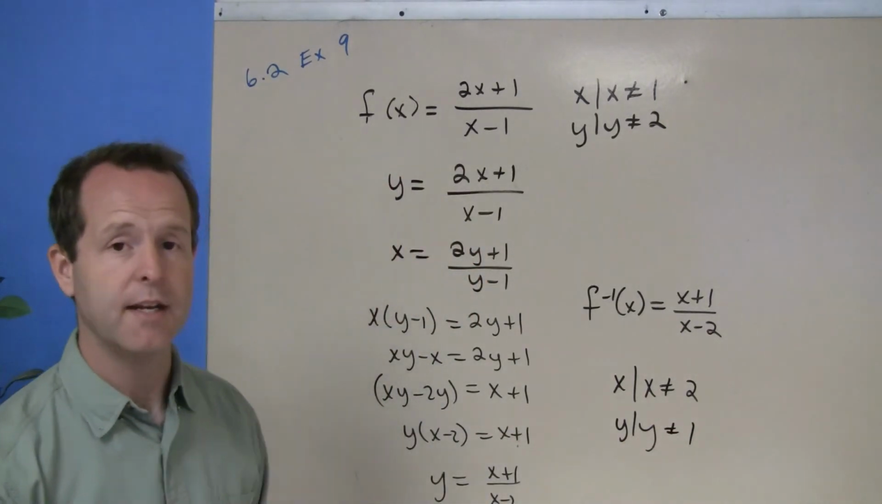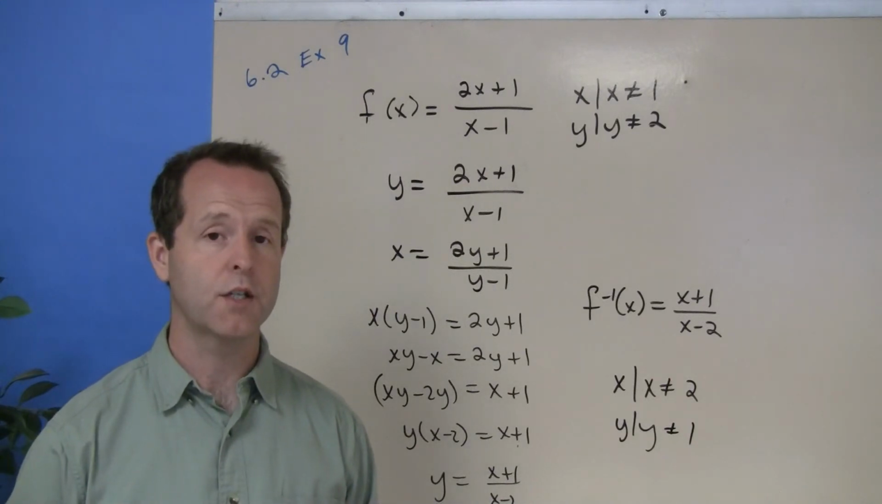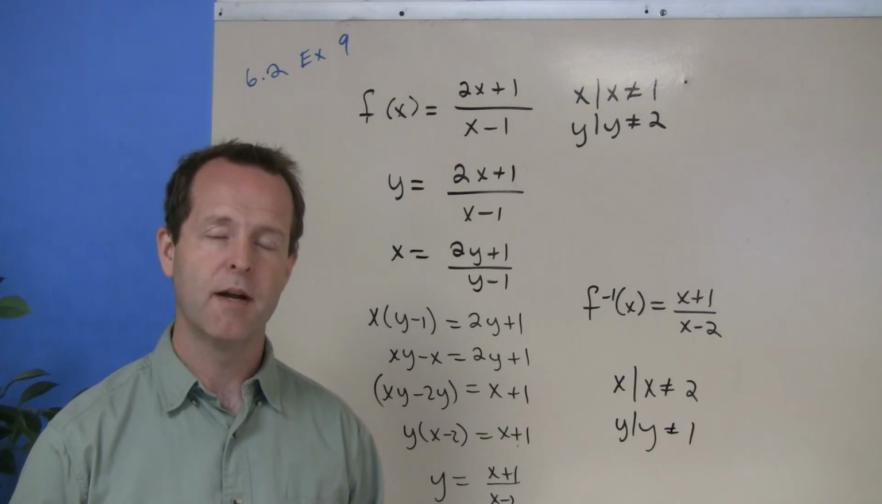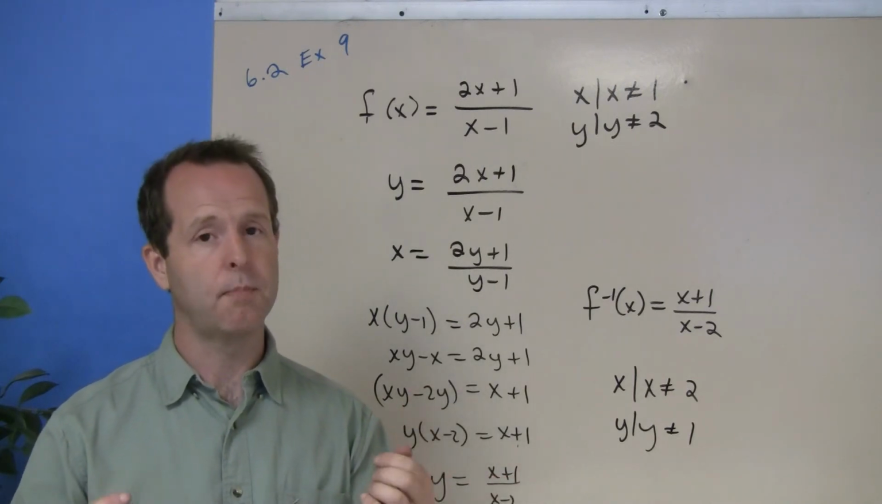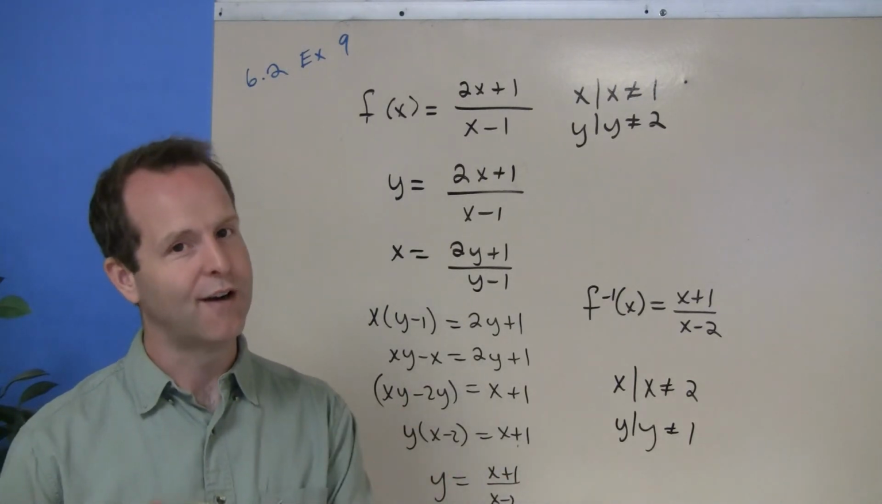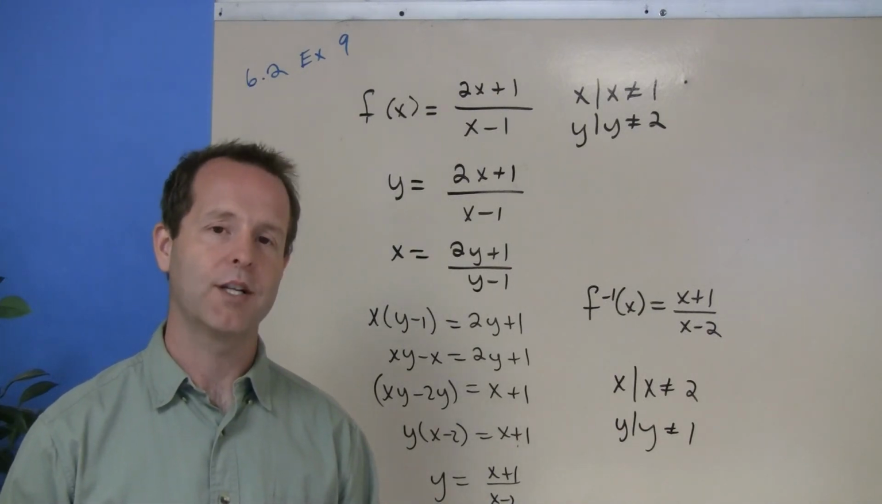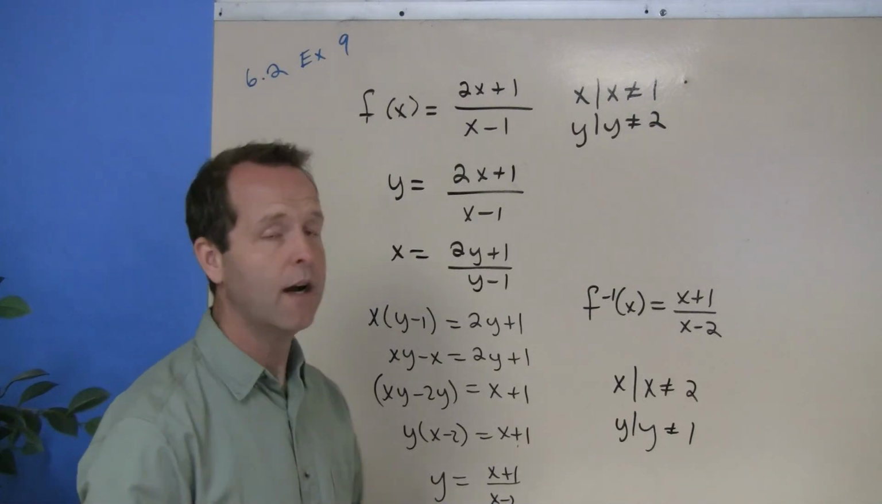So I was able to find and determine the domain and range of both the function and the inverse function by understanding that in this one-to-one relationship, the domain of a function corresponds or matches up with the range of my inverse function, and that the domain of my inverse function matches up or corresponds to the range of my function.